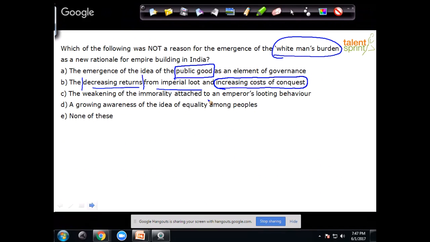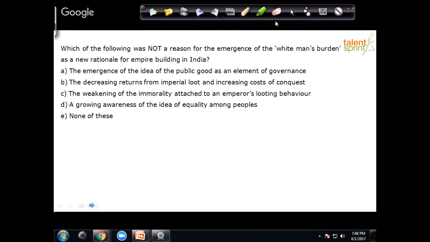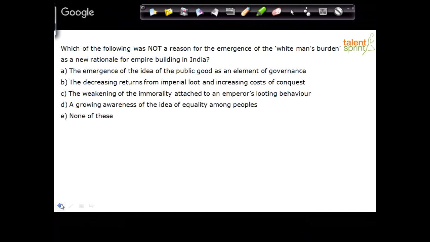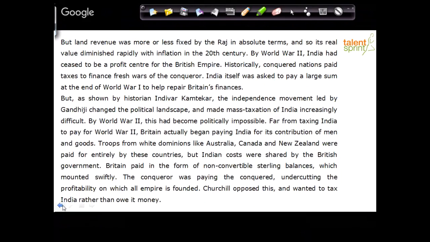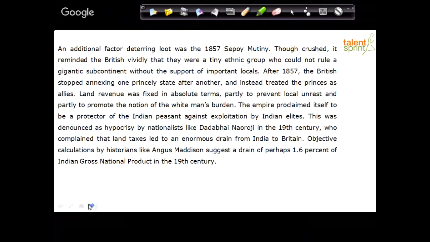Weakening of the immorality attached to an emperor's looting behavior. So he feels he's doing something wrong. A growing awareness of the idea of equality among people. So when you identify key phrases in the options as well, when you're looking at this phrase in the context, look for those. And the question is, which is not the reason. So having said that, I'm just going to make quick notes.